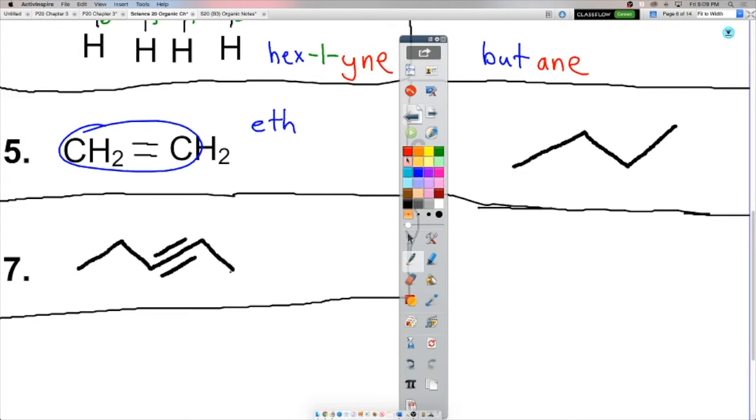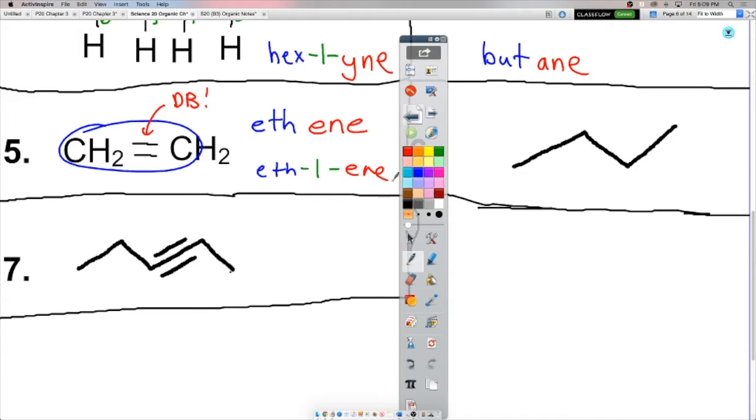Okay, any doubles or triple bonds? The only bond there is a double bond. So how does it end? It ends in not ane, but ene, okay? Now, there would be nothing wrong with calling this 1-ene. That's totally fine. I would never take a mark off for that or anything.